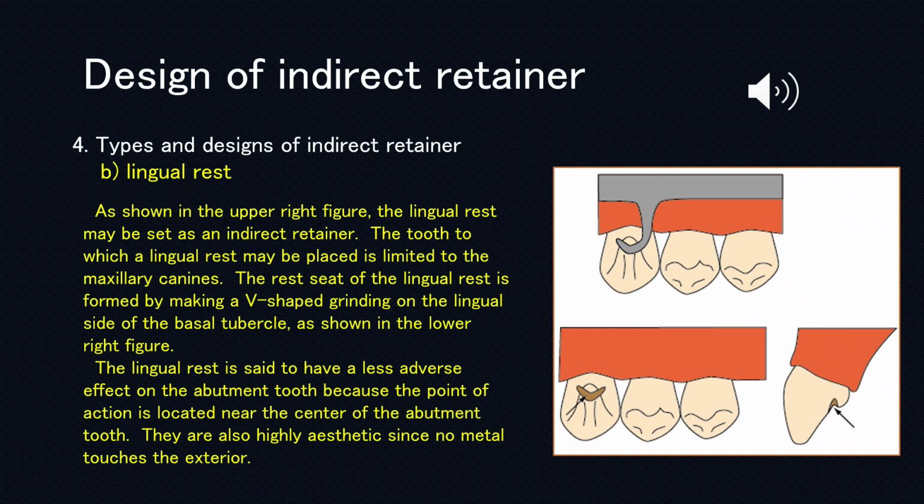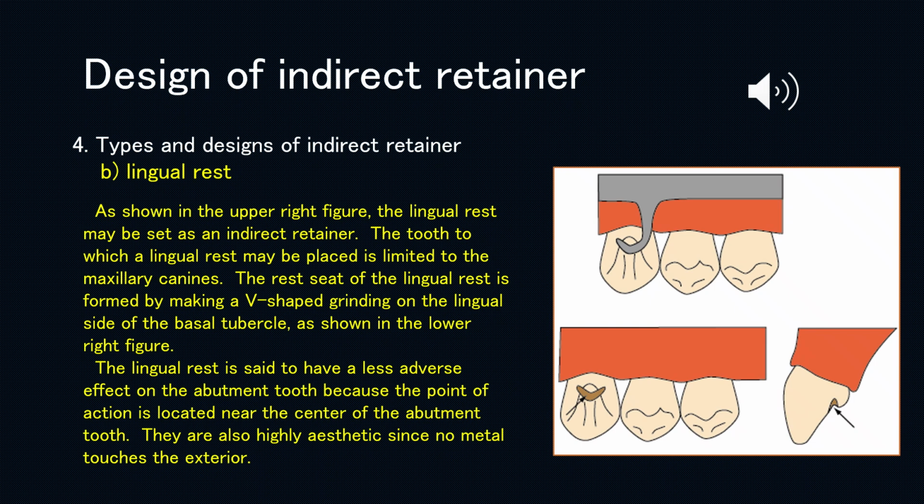The tooth to which a lingual rest may be placed is limited to the maxillary canines. The rest seat of the lingual rest is formed by making a V-shaped grinding on the lingual side of the basal tubercle, as shown in the lower right figure.